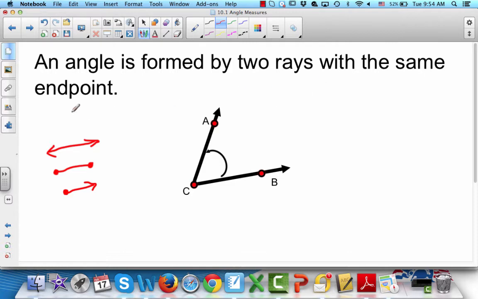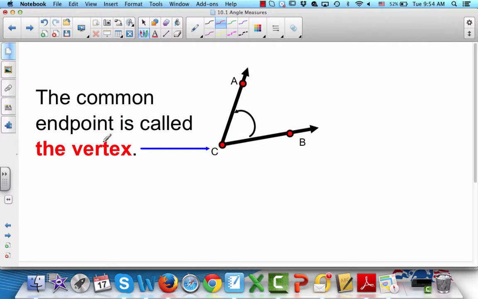So an angle is formed by two rays with the same endpoint. Here's the endpoint for this ray, and it goes forever in that direction. And here's the endpoint for this ray, and it goes forever in this direction. The common endpoint is called the vertex. This is just vocabulary that you're going to have to know in order to be able to navigate these lessons well. So make sure that you learn them. So where these two rays meet, that's the vertex.